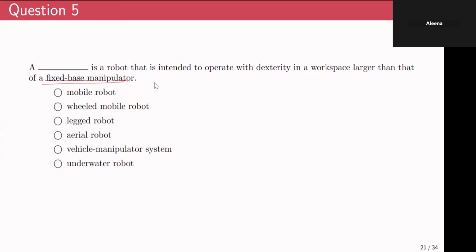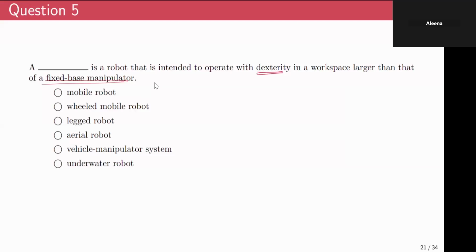The notion of dexterity will only come when we talk about a manipulator, right? Because only a manipulator can perform some task which requires some dexterity. I have explained what dexterity means earlier. When a point can be reached with all possible orientations, we call that dexterity. But an automated guided vehicle is just a vehicle. It does not have any manipulation capabilities. Only a manipulator has the capability to perform some task. So a fixed base manipulator will have limited workspace.